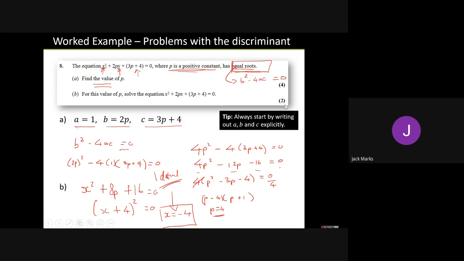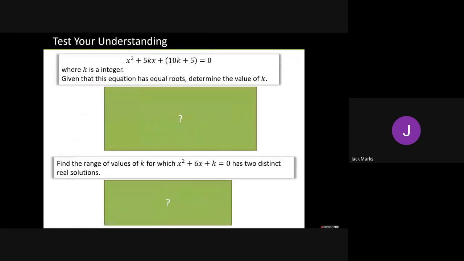Pause the video and have a go here. Remember, a is in front of x squared, b is in front of x, c is the part without. Careful with the signs as well, if they are there.